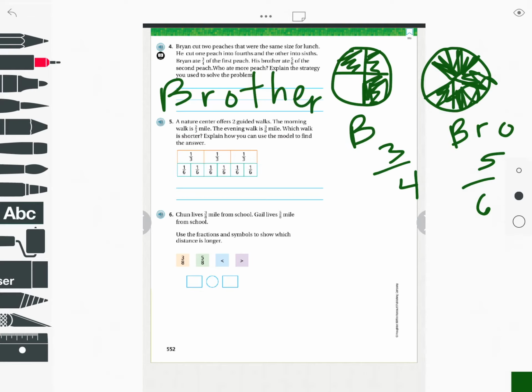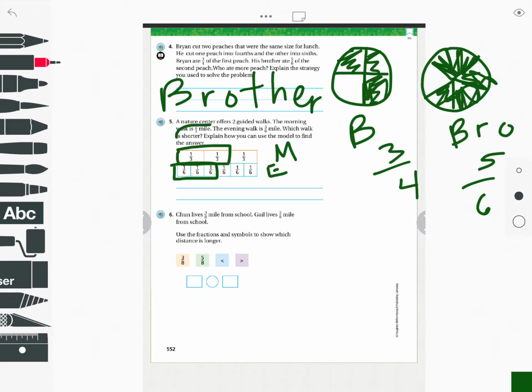Okay, the next one. A nature center offers 2 guides. The morning walk is 2/3. So the top walk is 2/3. I'm going to circle 2/3. That represents the morning walk. The evening walk is 3/6. So I'm going to find 3/6, 1, 2, 3, and circle it. And this is the evening walk.